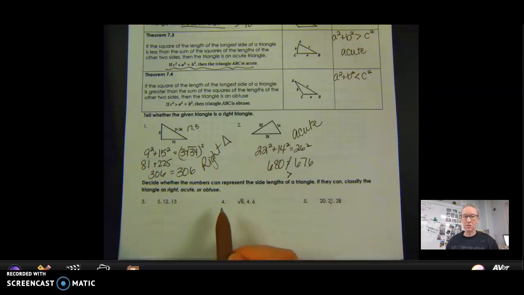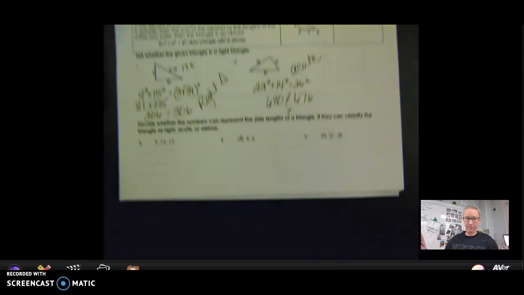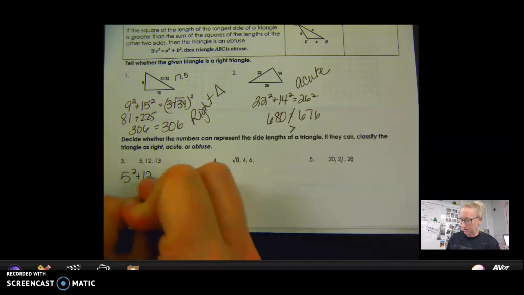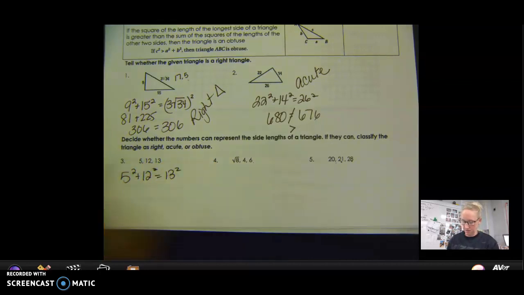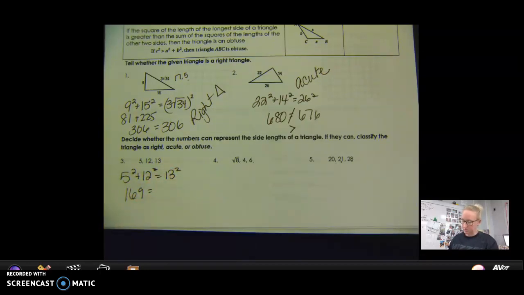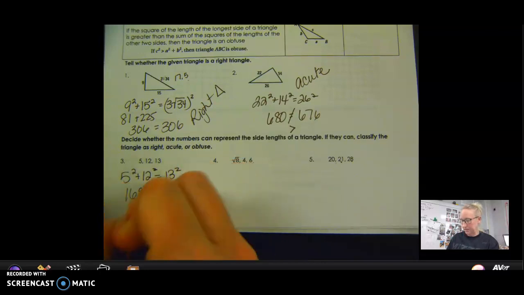So now what I want you to do is pause me and decide whether it's a right, acute, or obtuse triangle, kind of doing what we did up here. Unpause me when you're finished. So on this one, 5 squared plus 12 squared equals 13 squared. 5 squared plus 12 squared is 169, and I do believe that 13 squared is 169, yeah. So that is right.